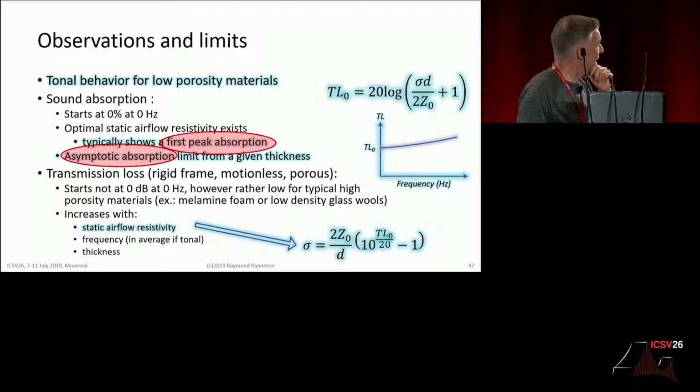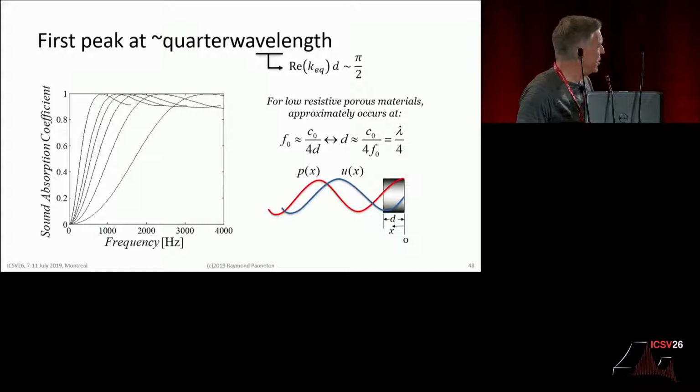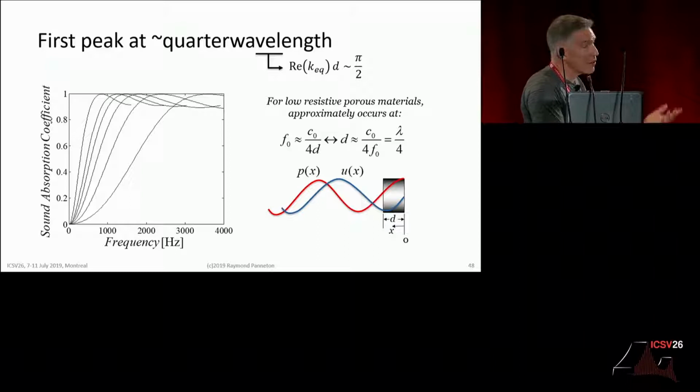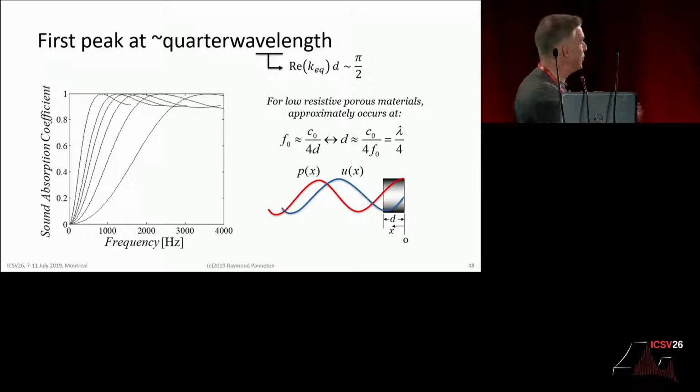Now let's have a look at the first peak in absorption and the asymptotic absorption. The first peak is related to the quarter wavelength of the material. When a quarter of the wavelength is equal to the thickness of the material, we will see a peak appear. So if you change the thickness, the peak will shift, for another quarter wavelength.